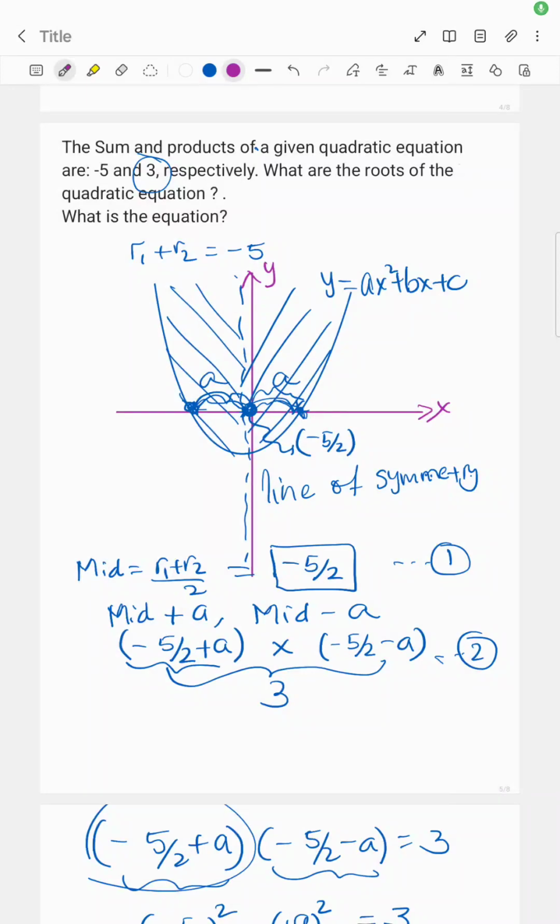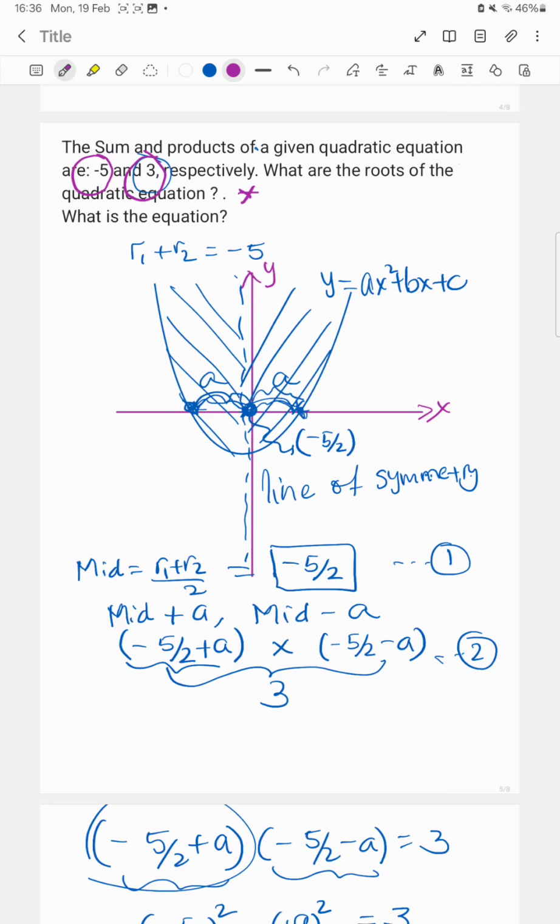Hello there. We have done part one of this question. The question is saying the sum of the roots of a given quadratic equation is minus 5, and the product of the roots of this same quadratic equation is 3. Part one of the question is asking what the two roots of this quadratic equation are, and part two is asking what the equation itself is. Let's recap what we have done in the previous video, and then go on to the second part.